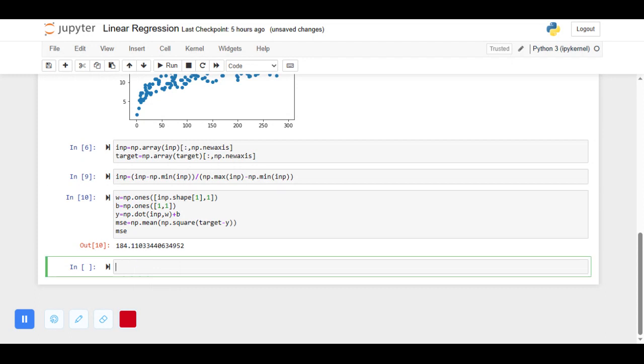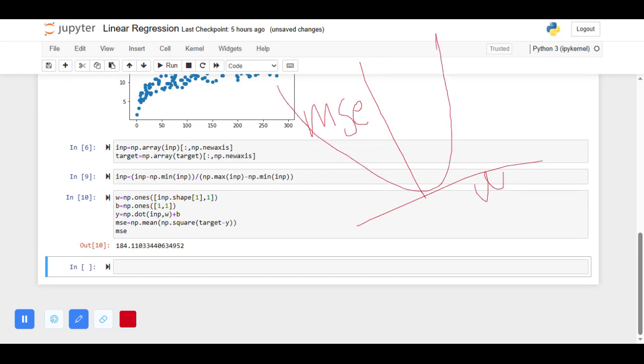So we can see that the MSE value is very high. How will we decide to decrease the MSE value? For that we have a method called the gradient descent method. Suppose this is your graph: this is your weight and this is your MSE value. As the MSE is a square, the shape of the MSE will be like this.